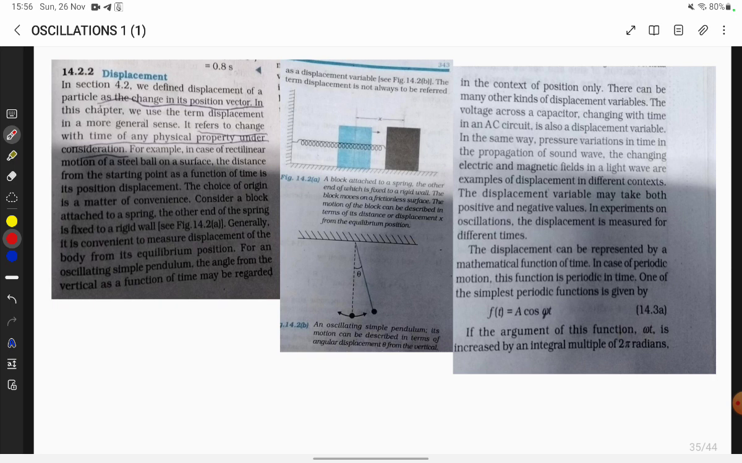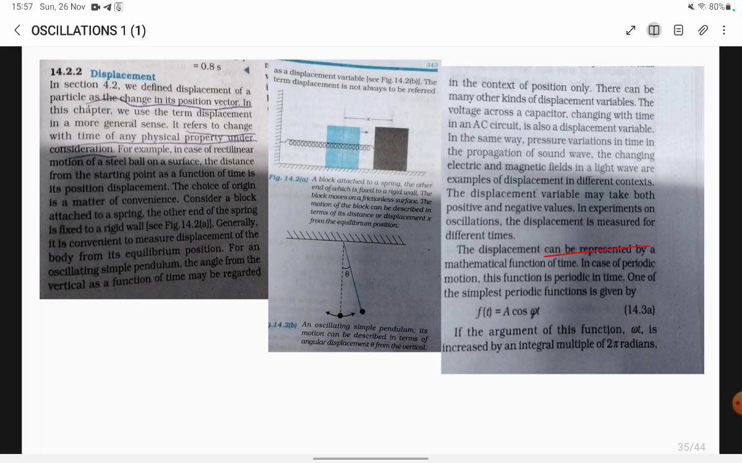Consider a block attached to a spring. The other end of the spring is fixed to a rigid wall. Generally, it is convenient to measure displacement of the body from its equilibrium position. For an oscillating simple pendulum, the angle from the vertical as a function of time may be regarded as a displacement variable. The term displacement is not always referred to in the context of position only. There can be many other kinds of displacement variables, such as voltage across a capacitor. We have already studied all these. The displacement can be represented by a mathematical function, f of t is equal to a cos omega t. There is nothing to explain here.